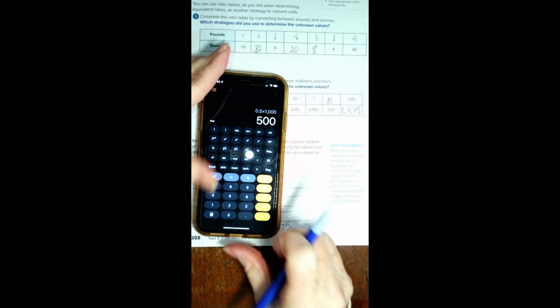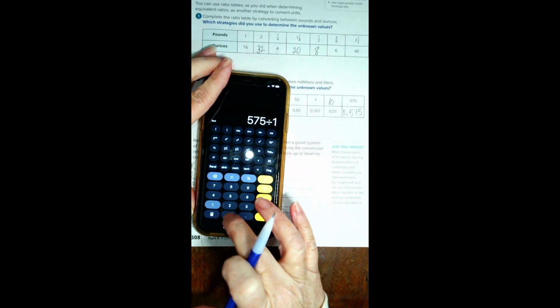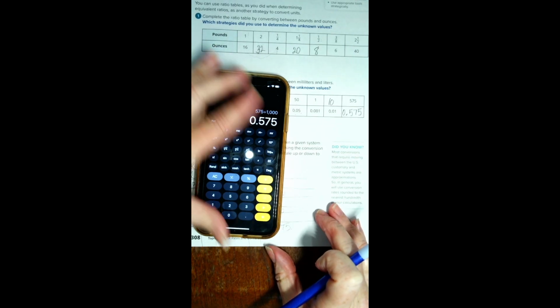And then they give us 575 milliliters. Going over to here, we're doing 1,000 times smaller. So if we divide by 10, by 100, by 1,000, we should end up with the answer. I will verify that on the calculator for you. And there you go. Okay, we're going to go to the next page on the next video.